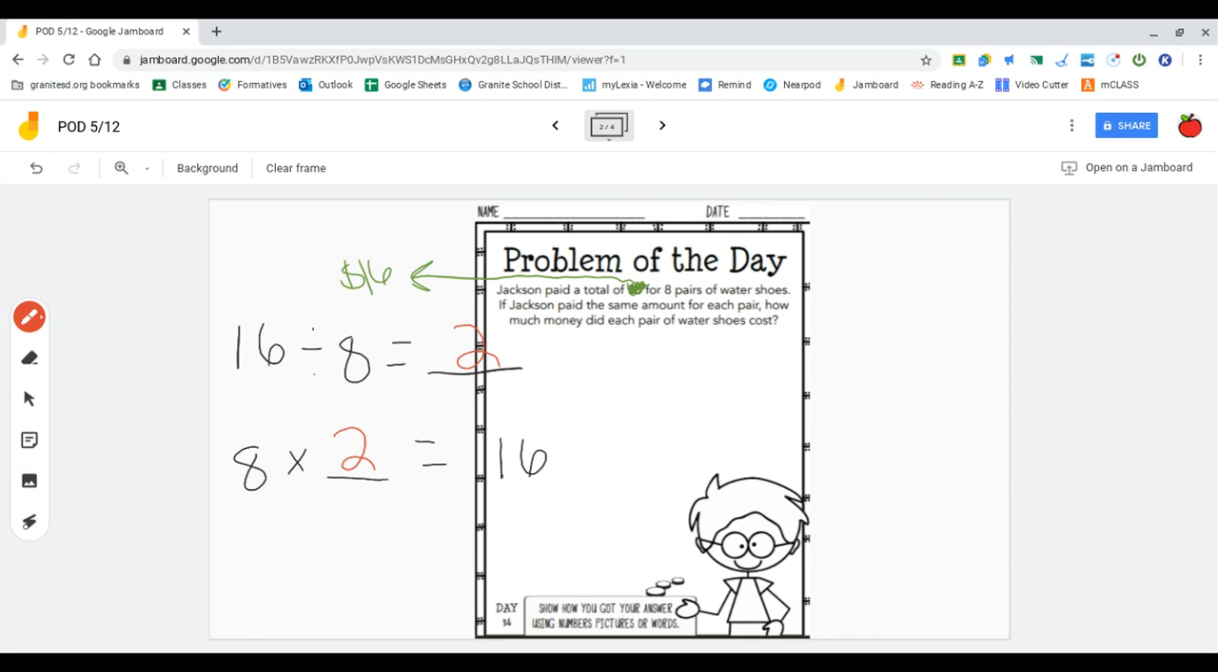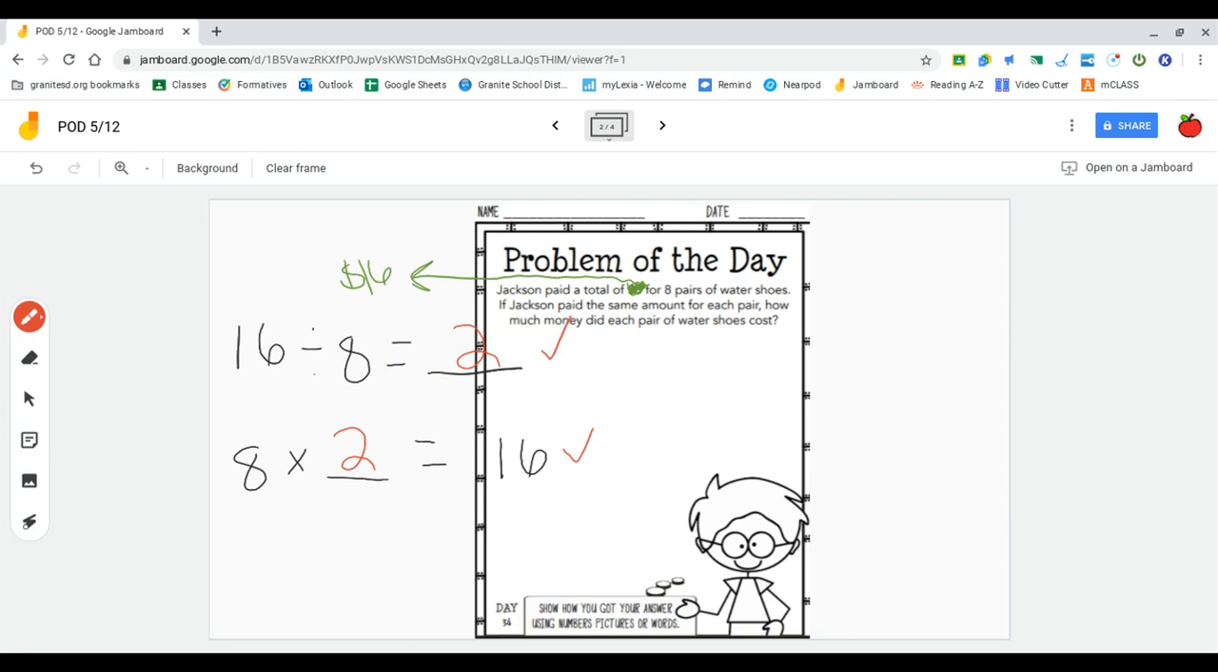And now I'm going to check that both lines are true. 8 times 2 is 16. That is true. So I'm going to put a little check mark. And then over here, 16, like if I had 16 Skittles and I divided them into 8 groups, I would have 2 Skittles in each group.